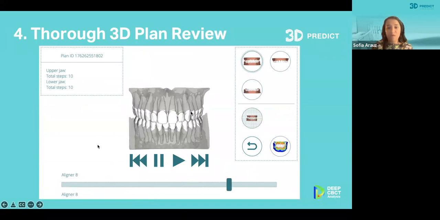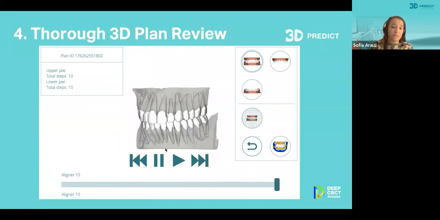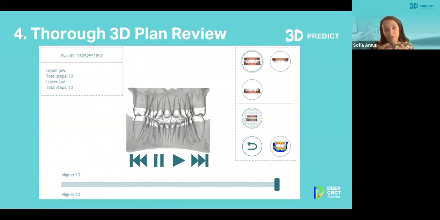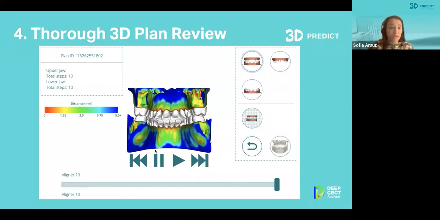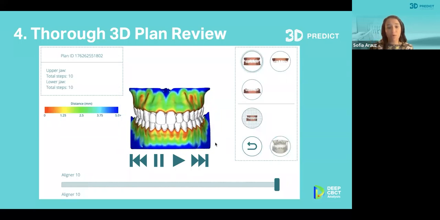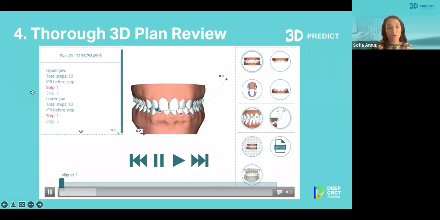So the first step is reviewing the root and bone module, if you did submit a CBCT, okay? So you want to make sure that at the end of the treatment, you feel okay with the amount of dehiscence and fenestration, if there's any, or any recessions that you might see, and the bone condition, and the width of the cortical plate. As you can see here, we're giving you the key of that width.